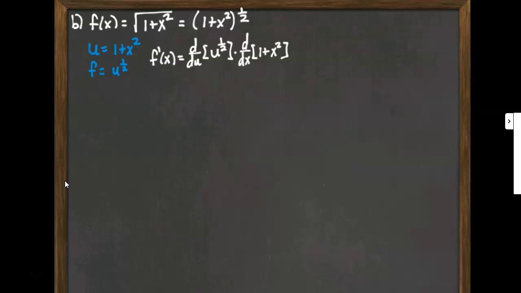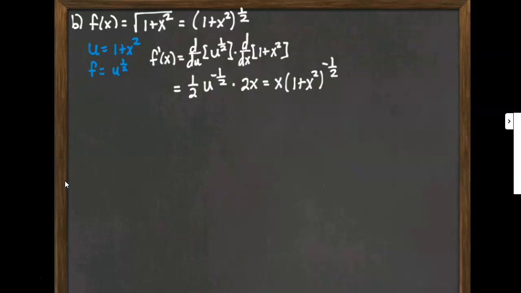And we go through and do our derivatives. So derivative of u to the 1/2 would be 1/2 u to the minus 1/2. And derivative of 1 plus x squared, derivative of 1 would be 0. Derivative of x squared would be 2x. And there's a little bit of simplifying that we can clean up, right? The 2 and the 1/2 there will cancel out. And so we'll have x, and instead of u, I'm going to replace that with the quantity 1 plus x squared to the minus 1/2.